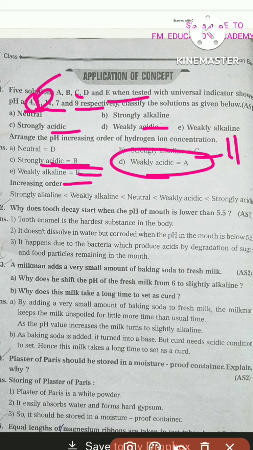So what is it asking us? To classify in increasing order of H plus ion concentration. Increasing order of H plus ion concentration means which should be the highest? Strongly acidic. Why? Because strongly acidic will have more number of H plus ions in it. And then weakly acidic, because the H plus ion concentration decreases. And neutral, no H plus ion concentration.